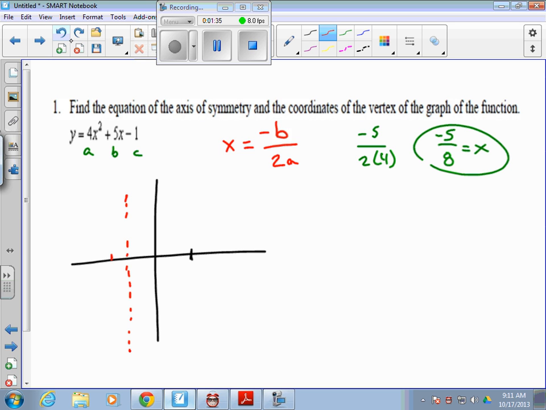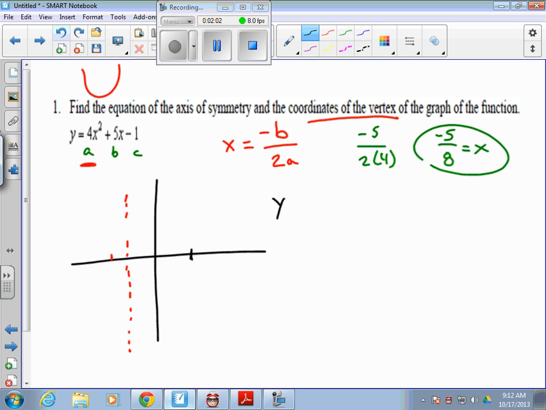But that's not the only thing you have to find. You also have to find the coordinates of the vertex. The vertex is going to be the highest or the lowest point. We can look at this equation and tell that the graph is going to open up like a regular U because the a value is positive, 4. Had it been negative, it would open upside down. We already have an x value. All we have to do is find the y value.